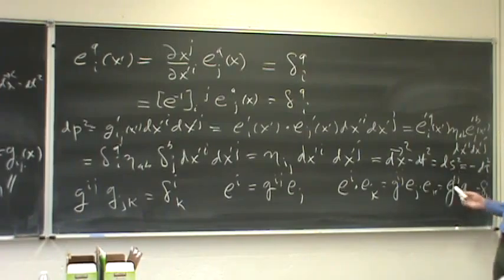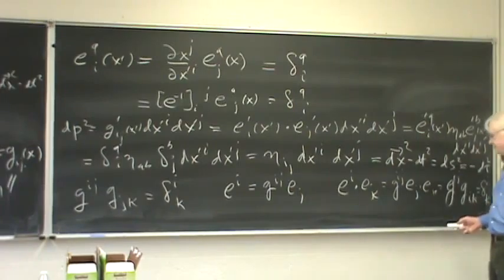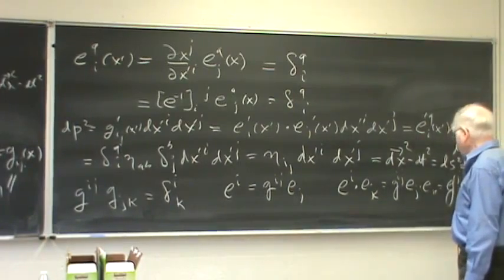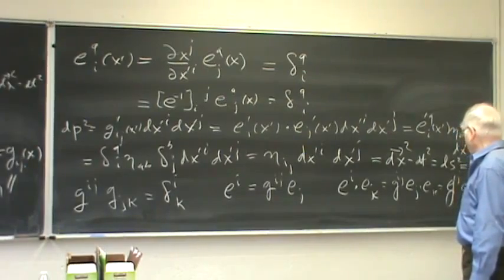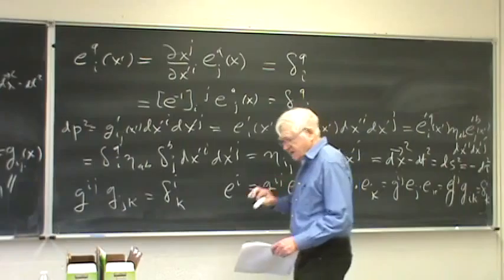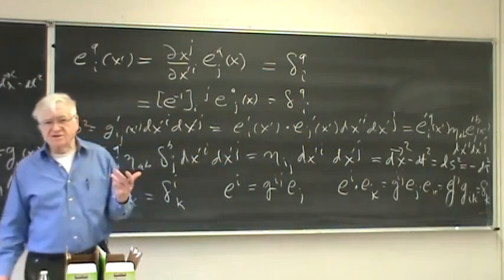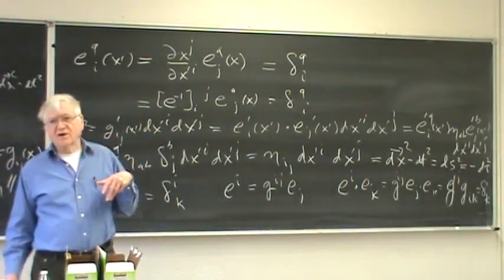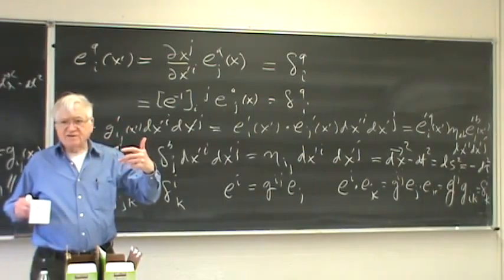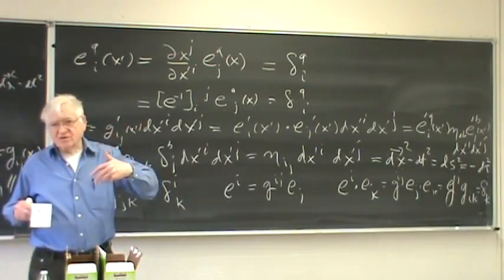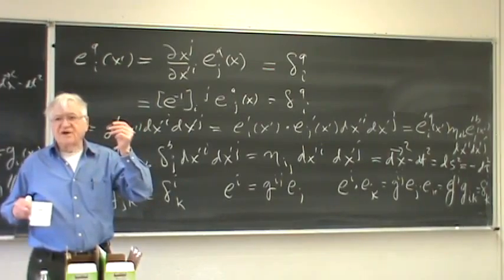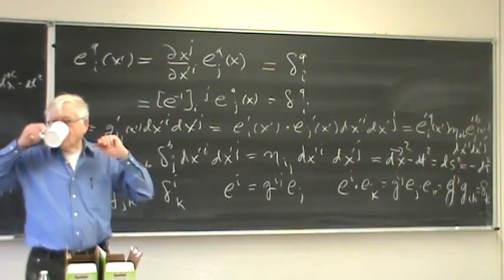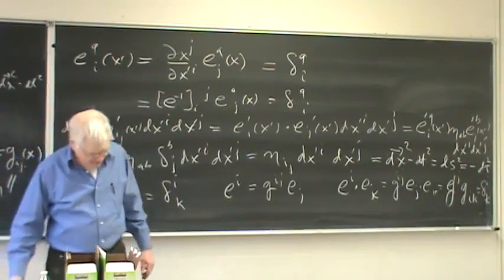That is to say, these are orthogonal, and they are orthogonal with respect to the Minkowski metric. So the dual vectors are orthogonal to the ordinary tetrads. The dual tetrads are orthogonal to the ordinary tetrads, where orthogonality is defined in terms of the Minkowski metric. Okay.